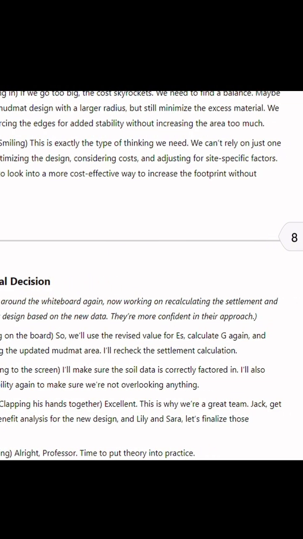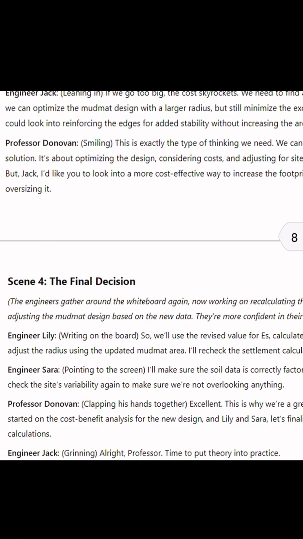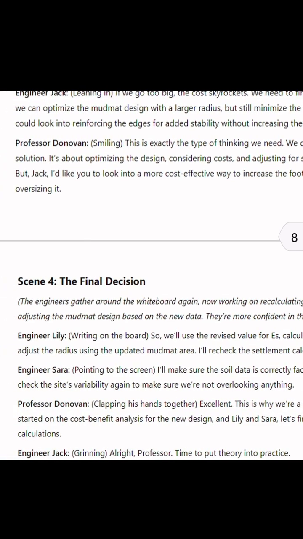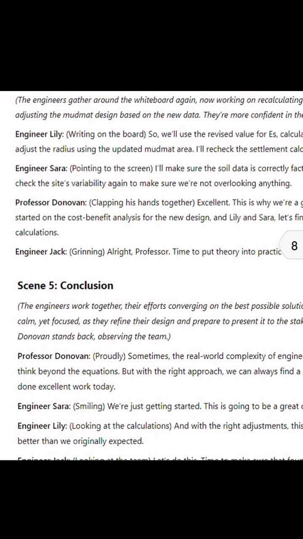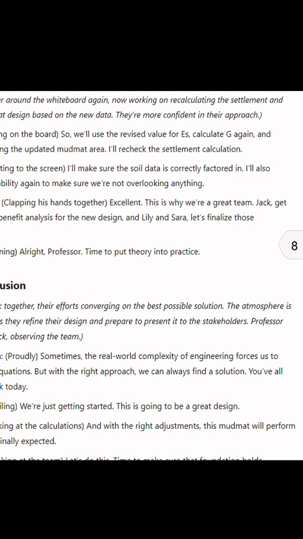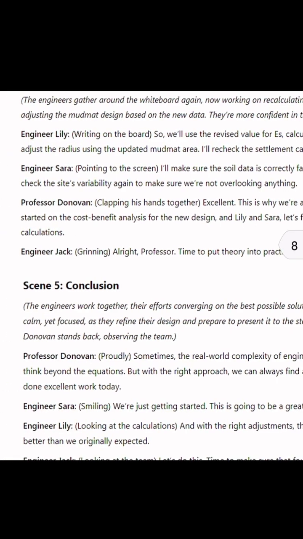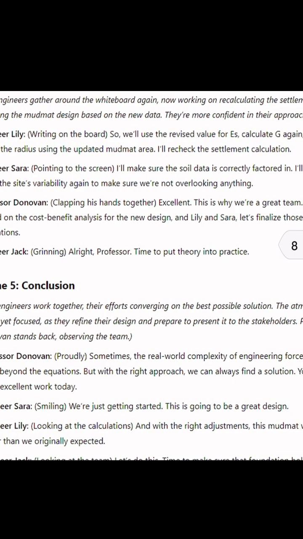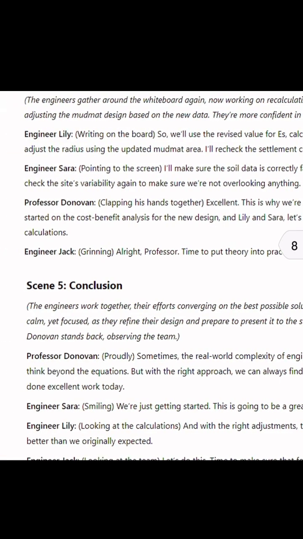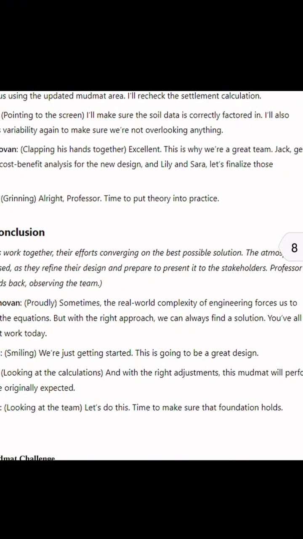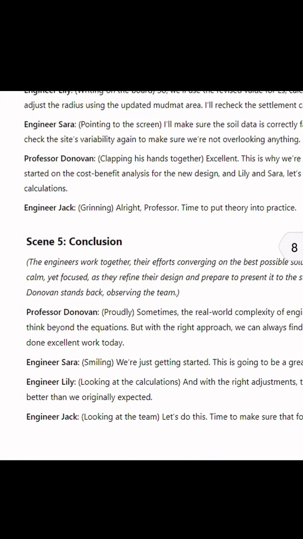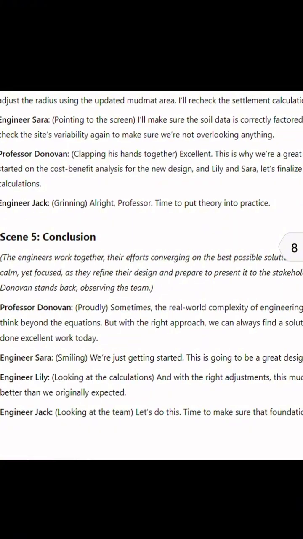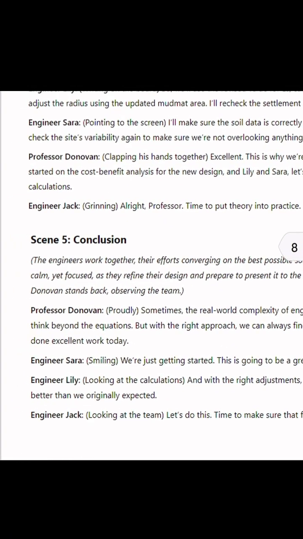to increase the footprint without oversizing it. Alright, also we will use the revised value for Es and calculate G again, and adjust the radius using the updated Mudmat, and I will recheck the settlement calculation. I'll make sure the soil data is correctly factored in. I will also check the site's variability again to make sure we are not overlooking anything.